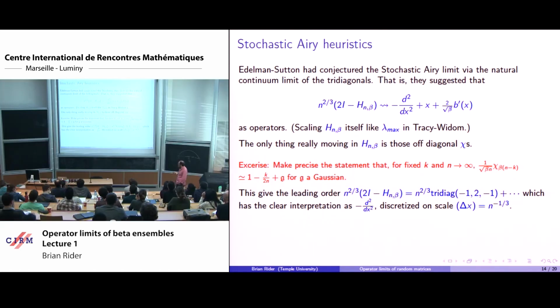So if you want a little exercise, you can make precise the statement that, remember they're normalized by beta, square root of beta on n, that these random variables that appear on the off diagonals of that tridiagonal matrix model, for large n and moderate k, look like 1 minus k over 2n plus a Gaussian. This is a mean. The central limit theorem.